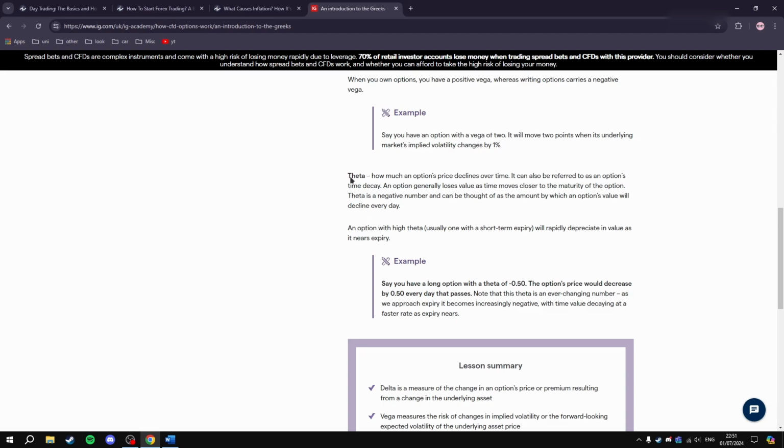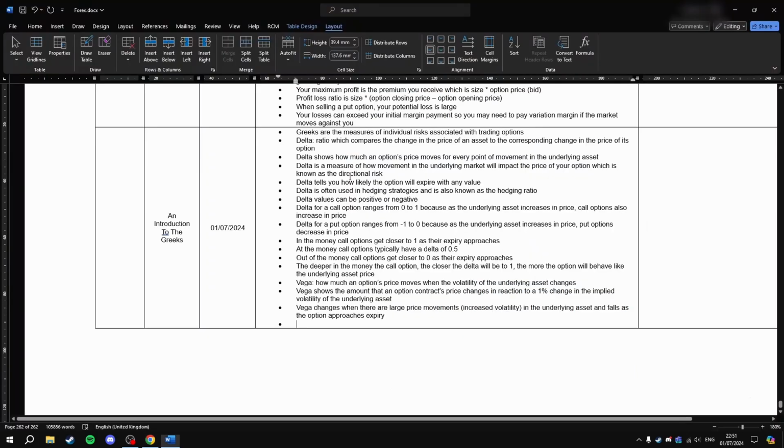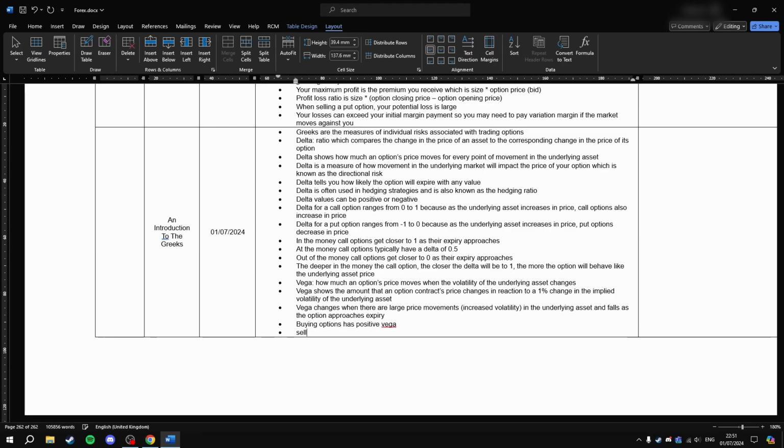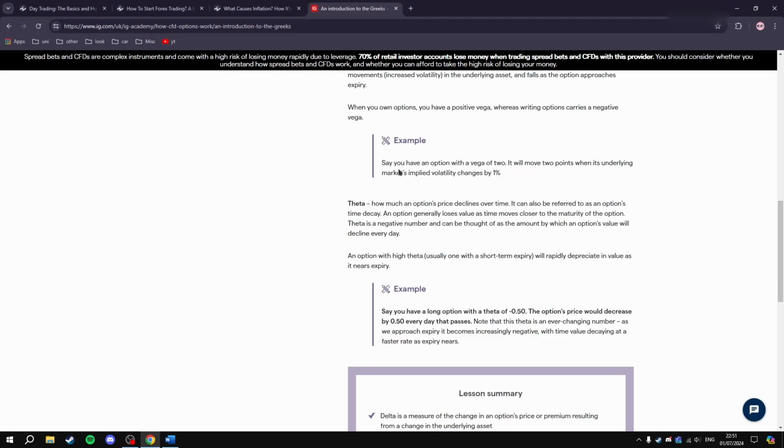So buying options has positive Vega, selling options has negative Vega. Example, say you have an option with a Vega of 2. I'm assuming there's a limit on how big the Vega can go, as it's just a ratio, right?